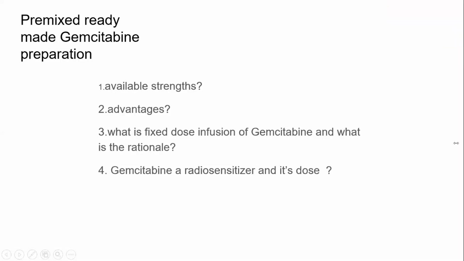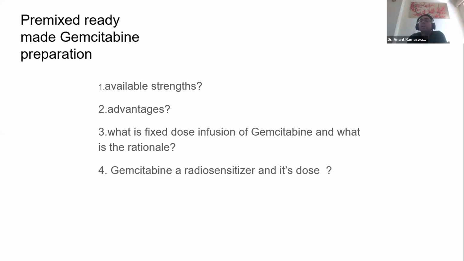It is easy to administer and faster in preparation. No need of any preparation, any dilution. It is ready-made. Handling issues prior to administration are avoided. There is no therapeutic benefit in terms of lesser reactions or outcome. It's just that handling is easier. That's all. Okay.